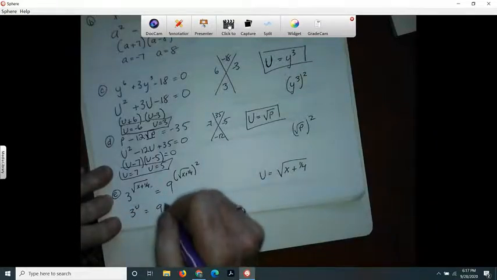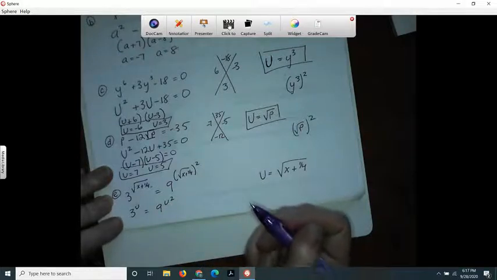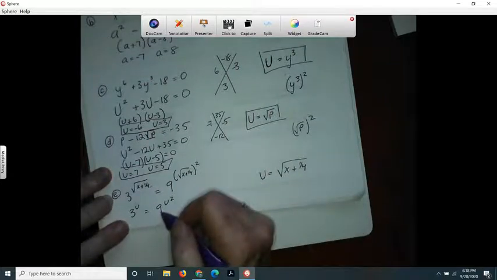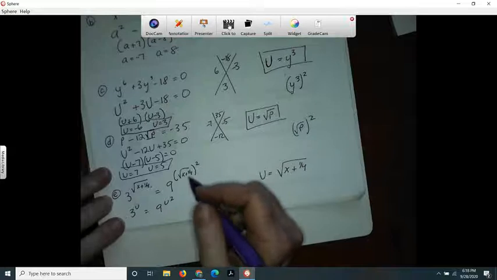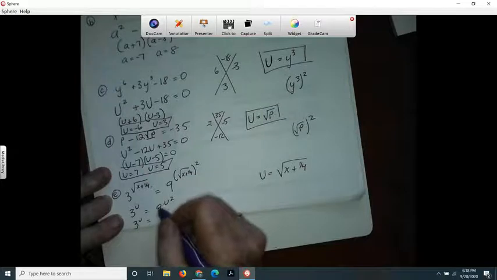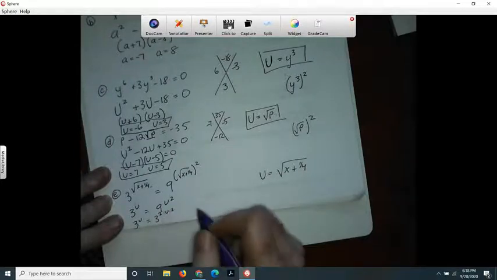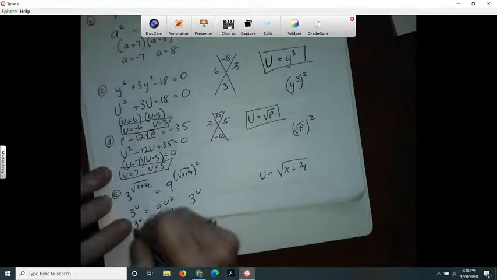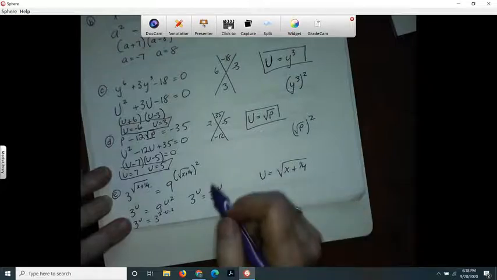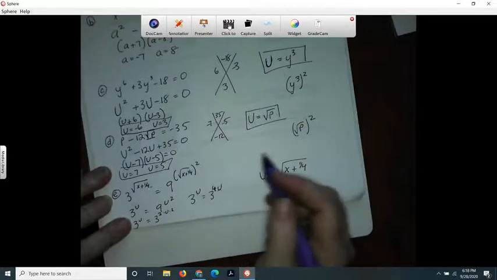equals 9u squared. And then I could solve that if I want to, because I could turn the 9 into a 3 squared. You probably don't know how to do this yet. I'd have 3u equals, if 3 squared is 9, I'd have 3 squared times u times 2. That would equal 3u here. And the 2 times 2 is 4, 4u. And then I could just equate these exponents. I'd say u equals 4u.